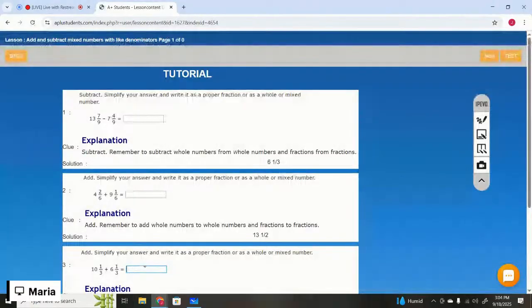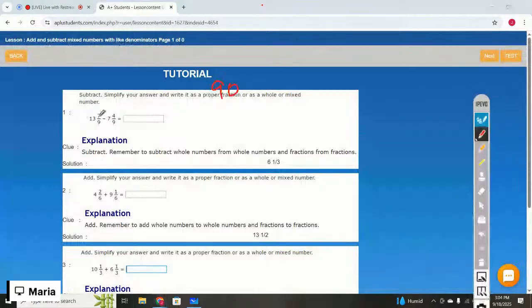So look at the fractions 13 whole 7 over 9 minus 7 whole 4 over 9. So the denominator is 9. For both the fractions, the denominators are exactly the same. That means they have like denominators, right?